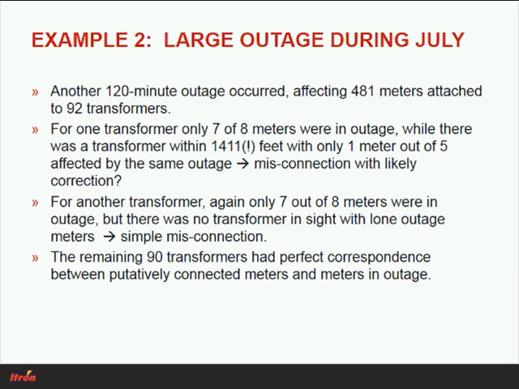Another example was done with a fairly larger outage, 481 meters to 92 transformers. And again, we had one transformer where only 7 out of 8 were in outage, and another one had 1 meter out of 5 by the same outage. And again, this is almost like shooting fish in a barrel. It's very light. 1411 though, that was the one suspicious thing. That's a little bit far. So I'm not saying this is a slam dunk, but at least we know that in this particular case, the first transformer, that 1 meter out of 8 belongs somewhere else.